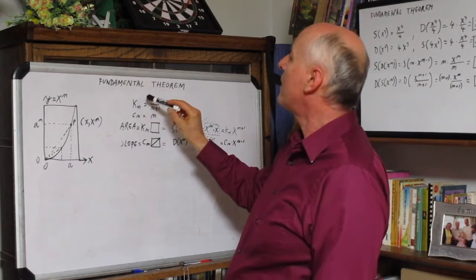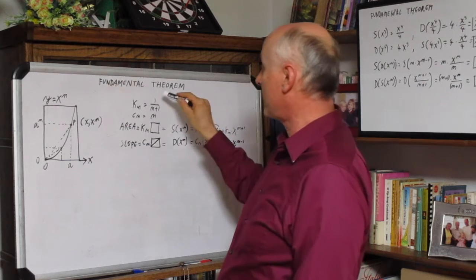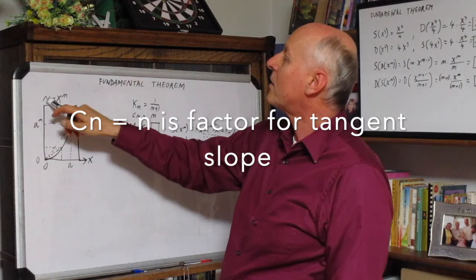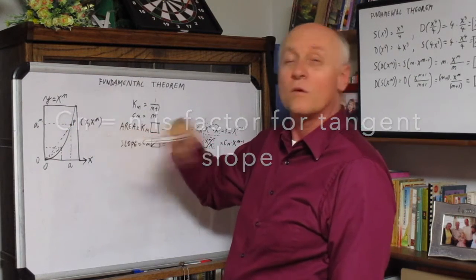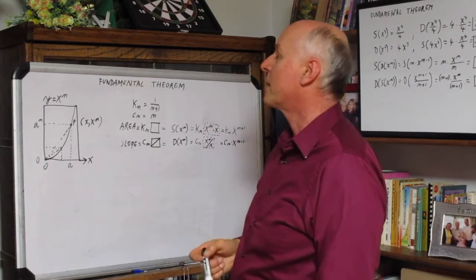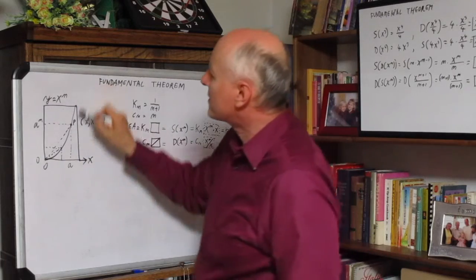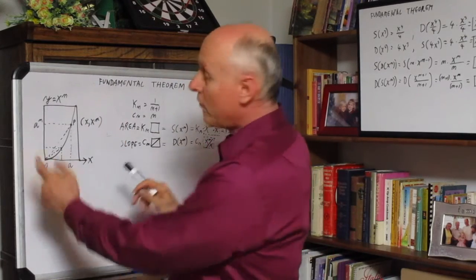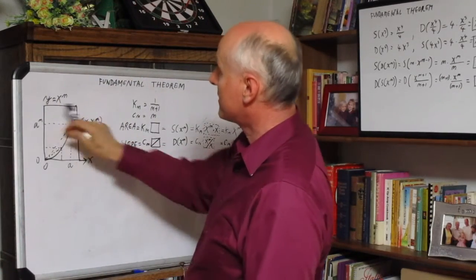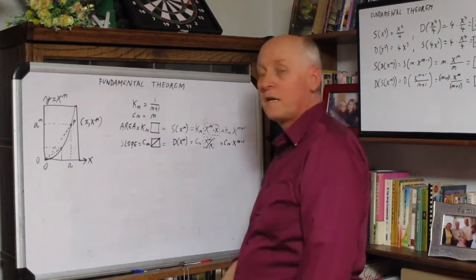We know that K sub n, the area ratiometric factor, is 1 over n plus 1. C sub n is n. If you have a curve y equals x to the n, an ordinary type curve like x squared, x cubed, x fourth, that's called an ordinary curve. It looks like this. It always starts at 0 and just blows up, and wherever you are, that's the box, and there's its diagonal, and these are box operators.